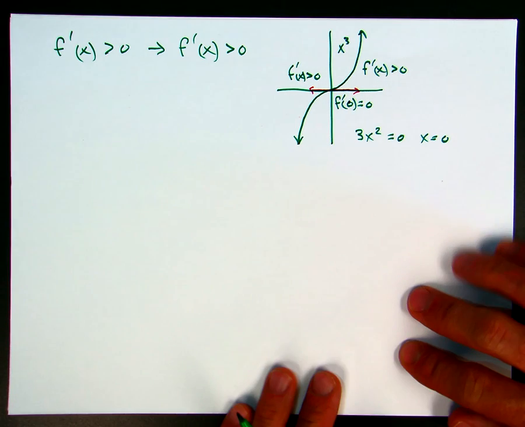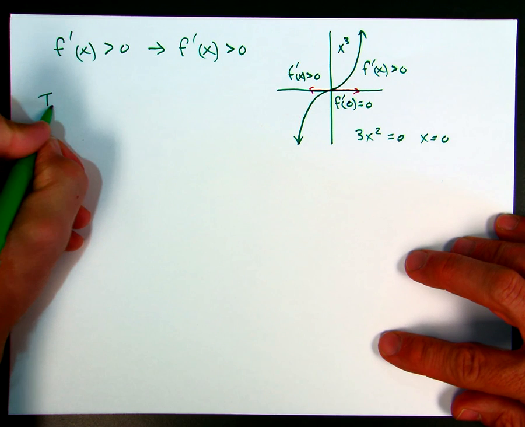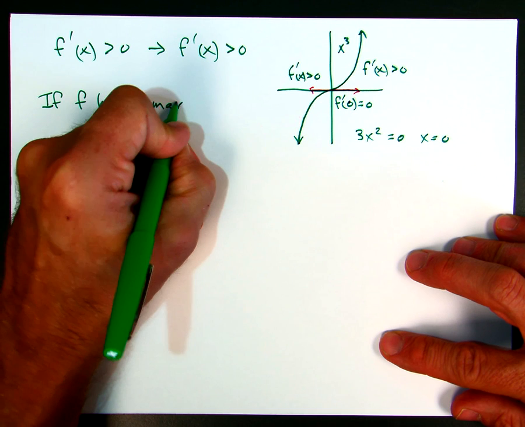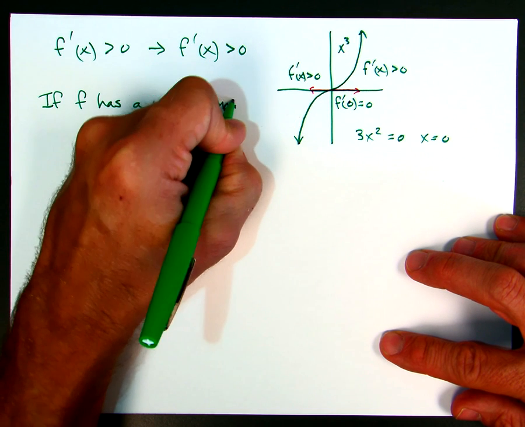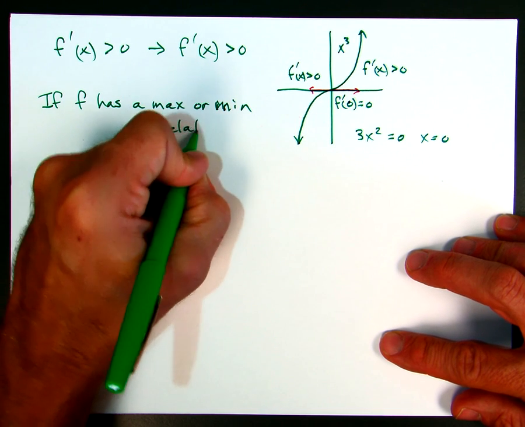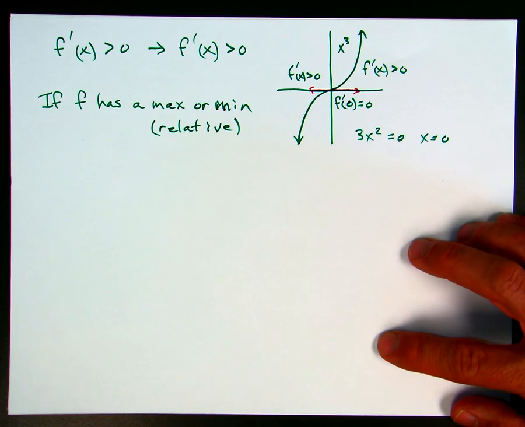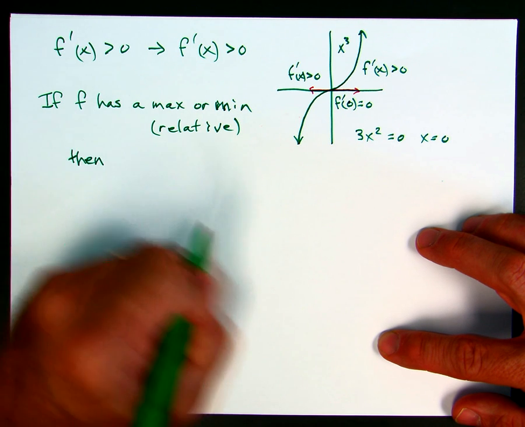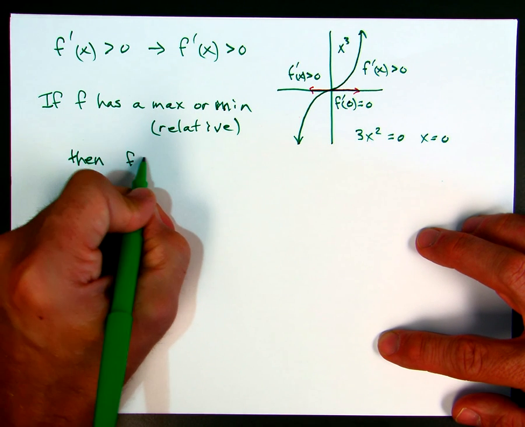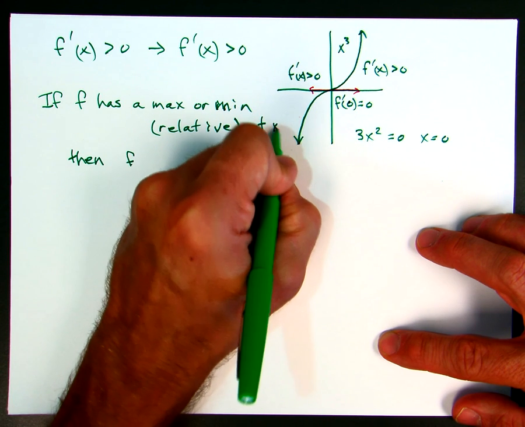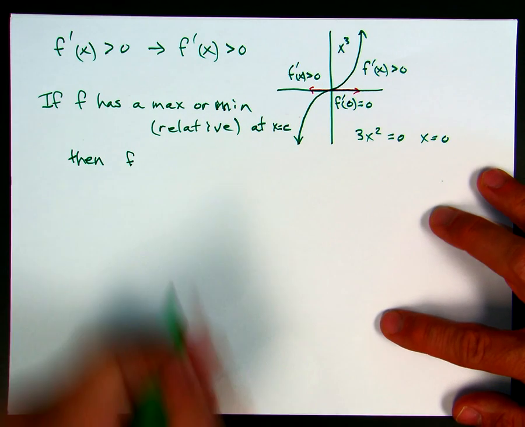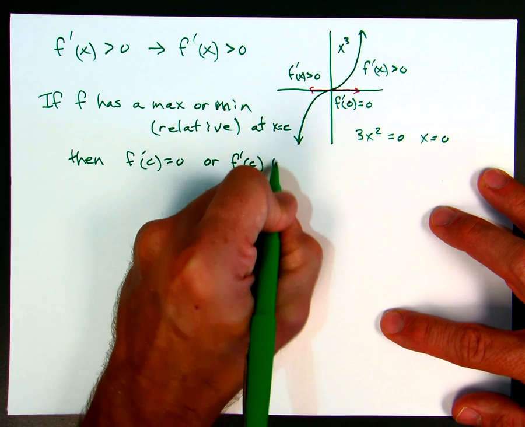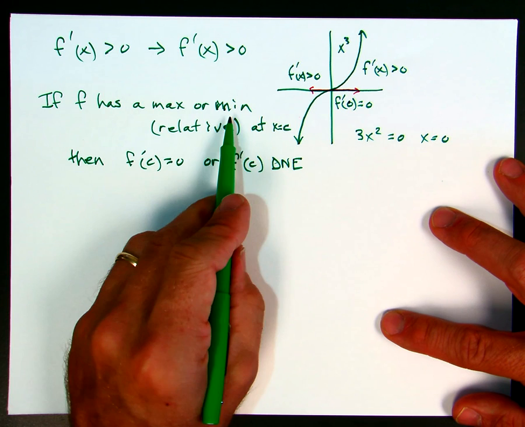So just to summarize then, if f has a max or a min, and I'm going to just add, this is a relative max or a min. We'll talk about absolute max or min in another lecture. But if it has a relative max or a min, and I should say at x equals c, some point in the domain of the function, then f prime of c is 0, or f prime of c does not exist. In other words, if I have a max or a min, it has to occur at a critical point.